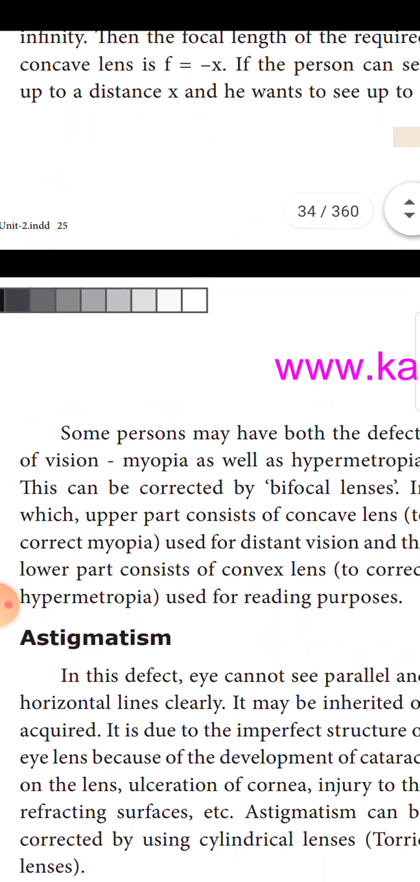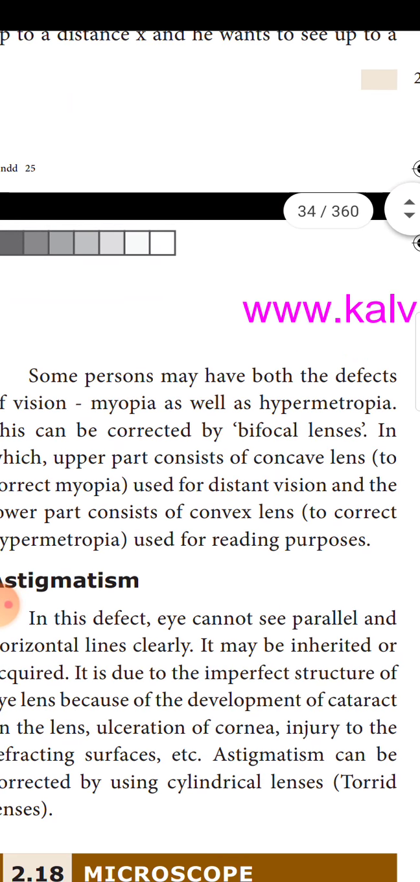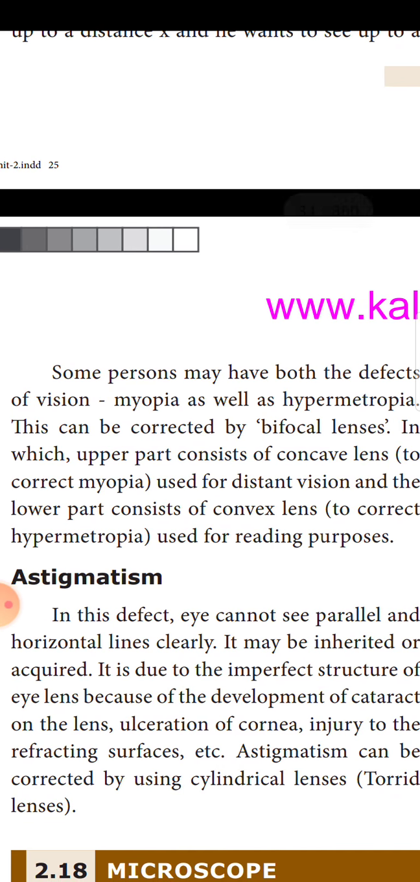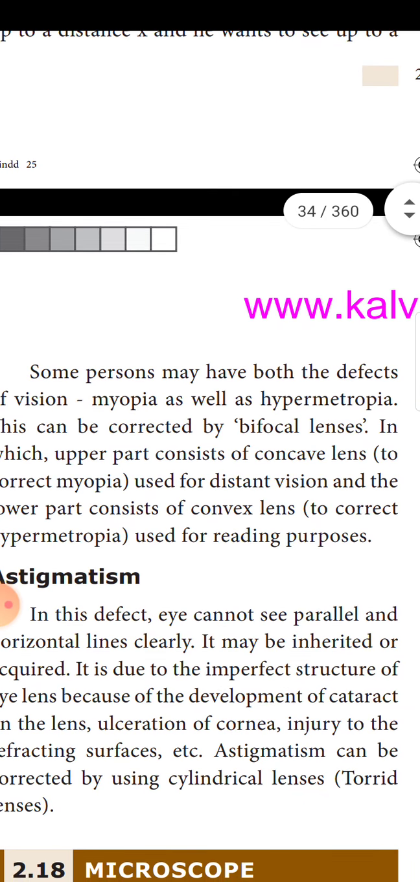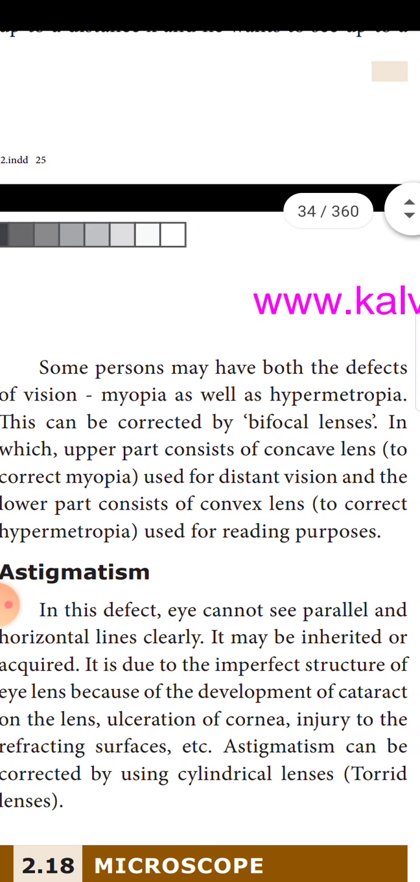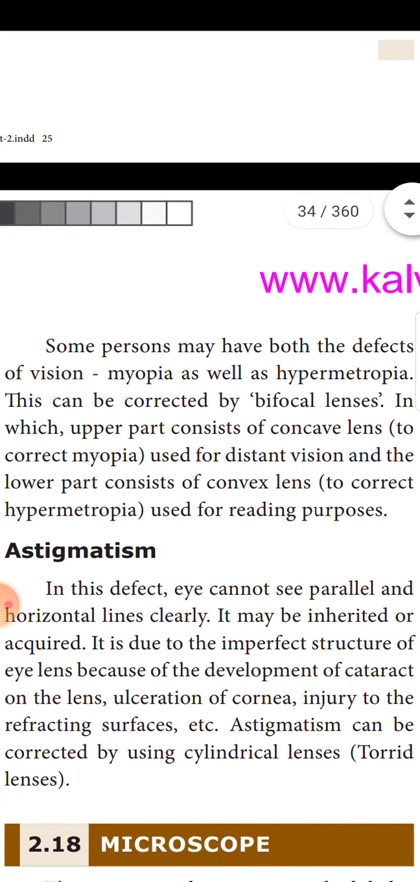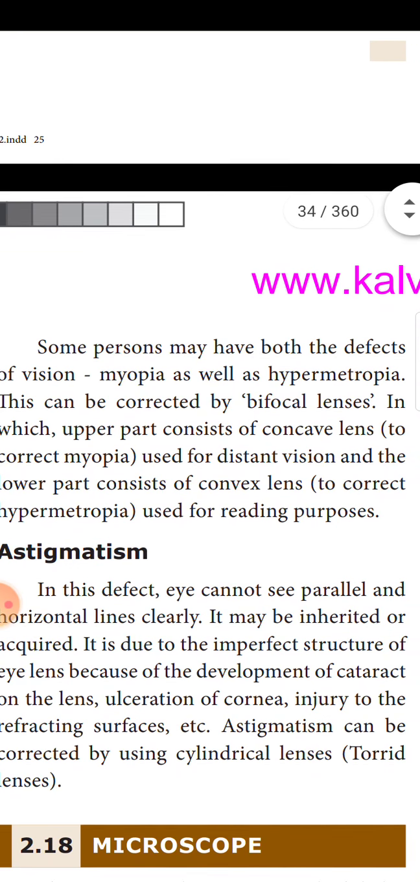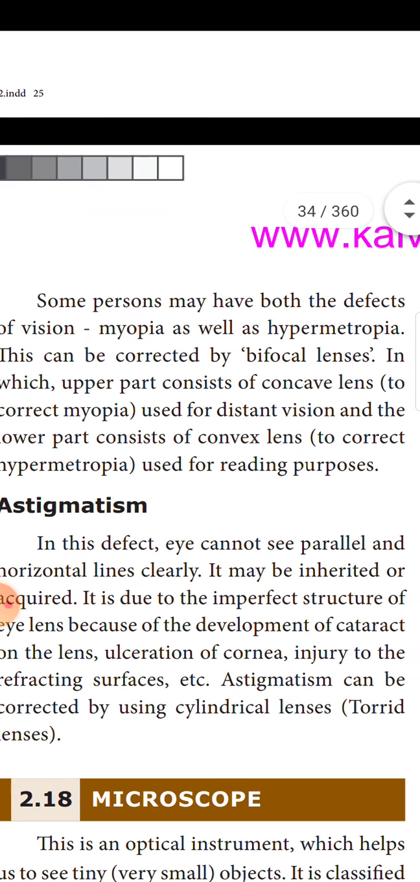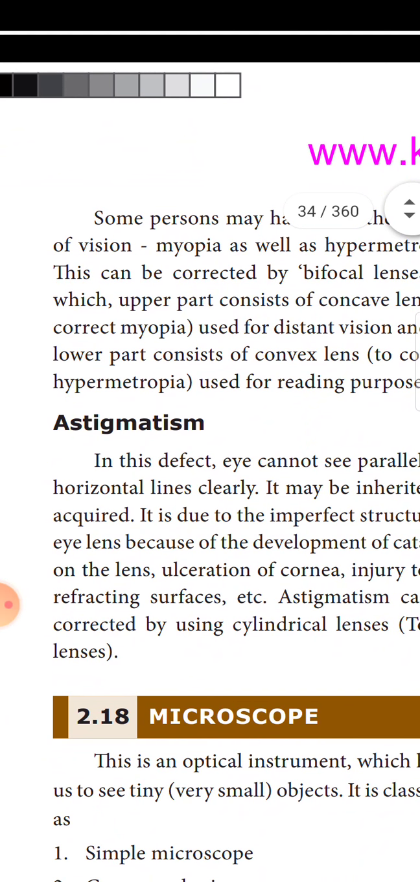Some persons may have both defects of vision, myopia as well as hypermetropia. This can be corrected by bifocal lenses, in which the upper part consists of a concave lens to correct myopia, used for distant vision, and the lower part consists of a convex lens to correct hypermetropia, used for reading purposes.